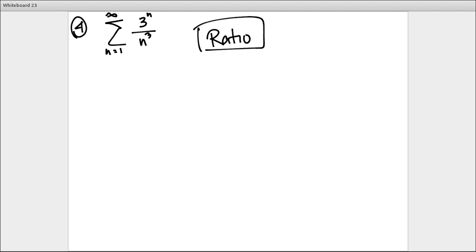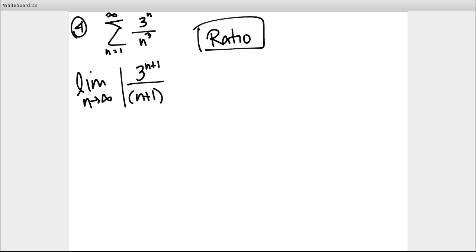How about another ratio test, like number 4, the series of 3 to the n over n cubed from 1 to infinity. So there's another one that would be good for the ratio test.